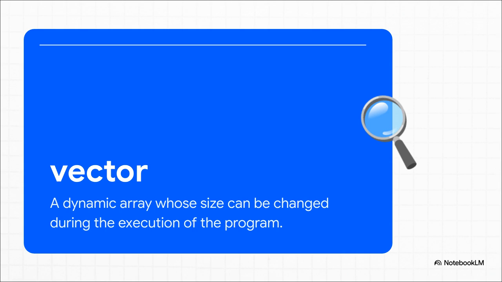And what that means is, unlike those old-school C-style arrays where you had to know the exact size up front, a vector can grow and shrink on the fly. You need more space? It handles it. Need less? It can do that too. That's exactly why it's the go-to, the default choice, whenever you just need a flexible list of things.